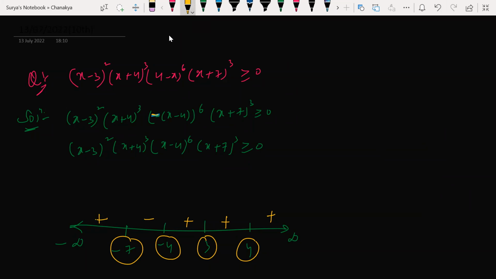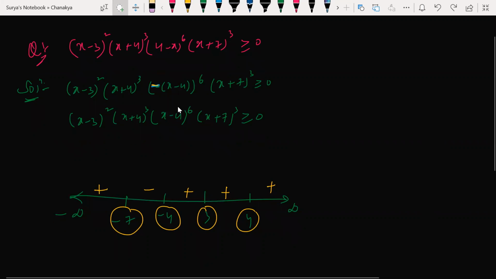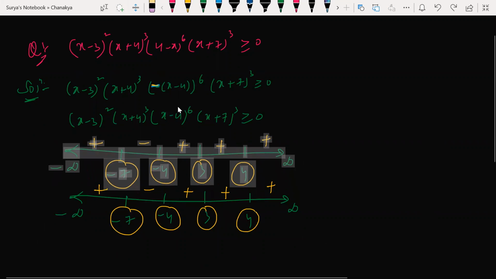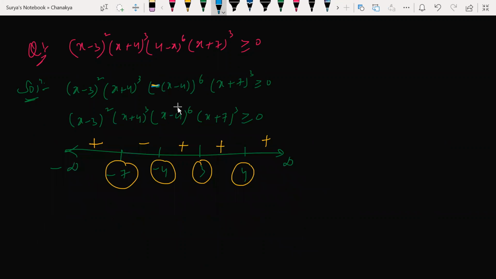Sir, do we need to arrange this power in ascending order? Yes, numbers you have to write in ascending order only. As per the number line, whatever number comes first, you have to write as per that only. In the question, let the question be as it is. But whenever you are writing the critical points, the zeros on the number line, make them in ascending order.